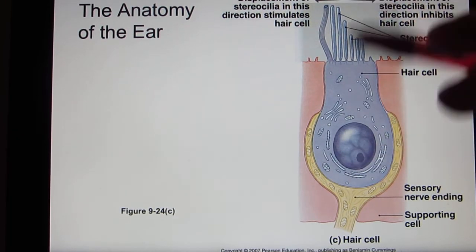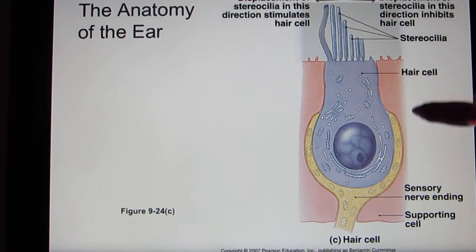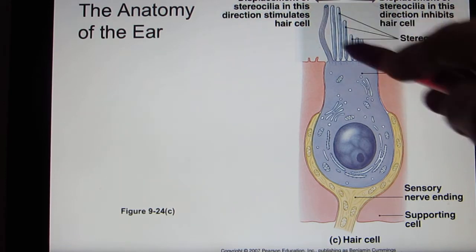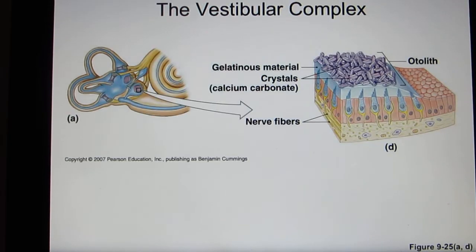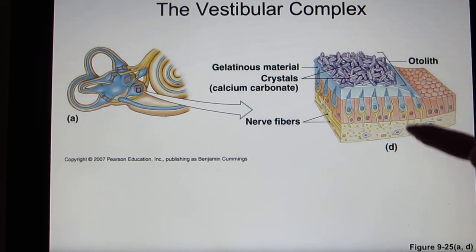And that's how the inner ear hair cells look. They have the hair, and they're going to vibrate when the sounds come. This one shows you the vestibular complex, and this is for balancing, very similar.